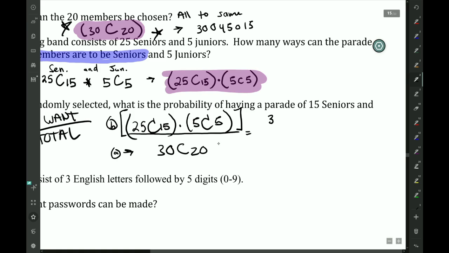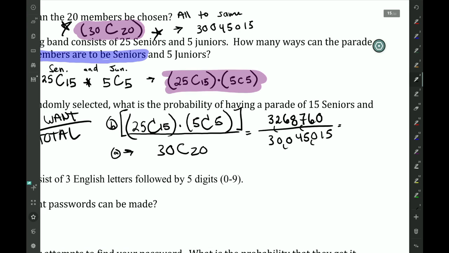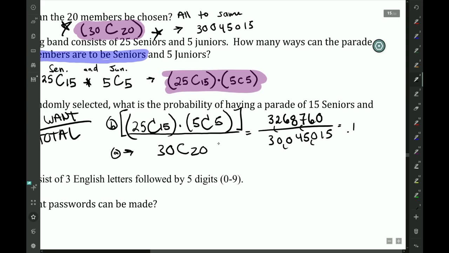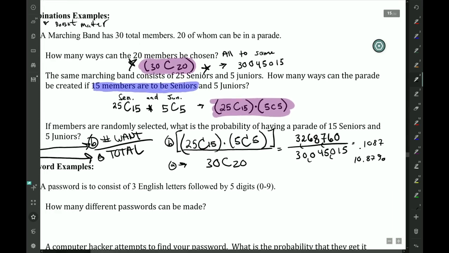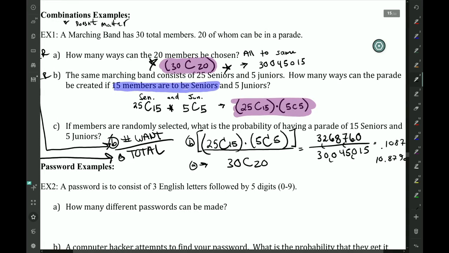So this is 3268760. We found earlier that the total is 3004515. Your number up top should always be smaller. What you end up with is 3268760 divided by 3004515, and you have about 0.1087, or only about a 10.87% chance. That's if you were to randomly select, but again, it's counting over counting.